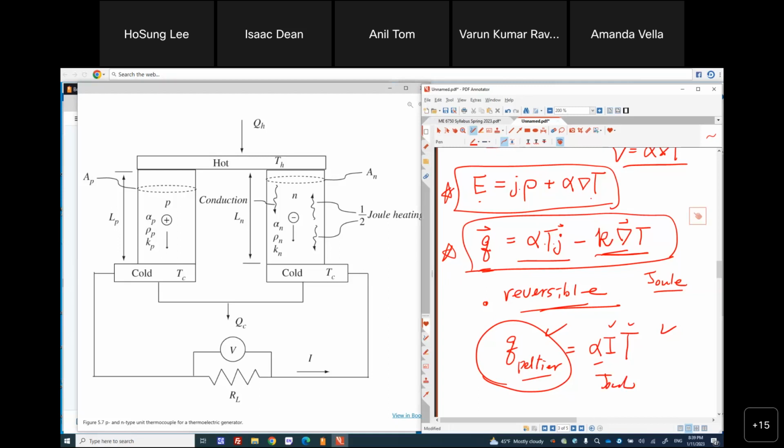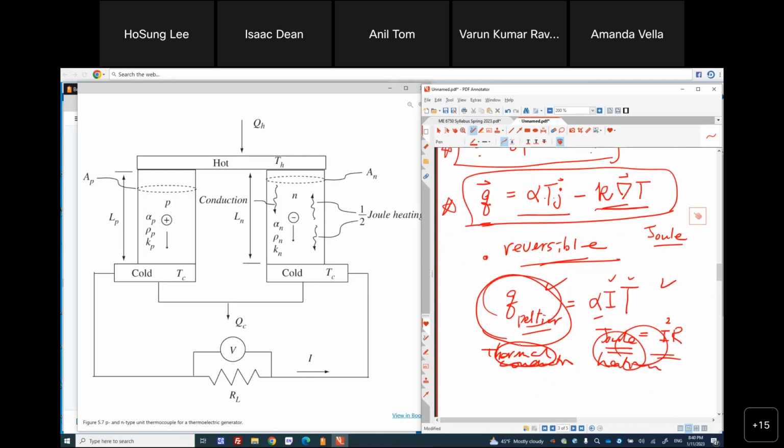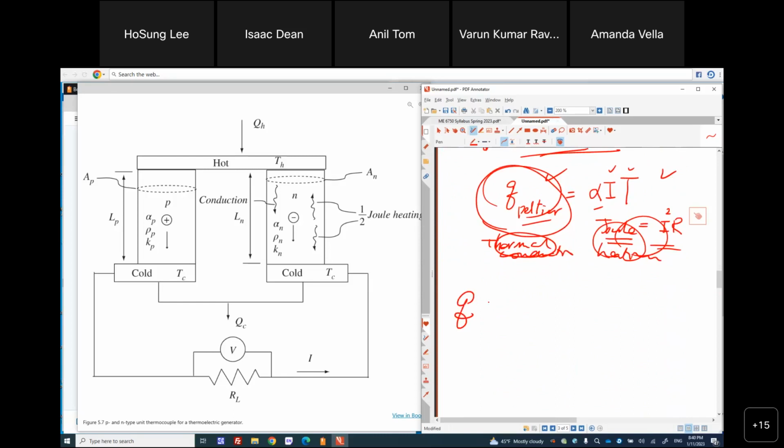Joule heating is always the collision of current, the collision of electrons. You should know that. So three mechanisms: thermal conduction, Joule heating, and Peltier. So total, first of all Peltier, and Joule. But interesting, Joule has nothing to do with the direction. Half goes up, half goes down. If this is directional, only half goes into the effect. Interesting. And third is conduction.